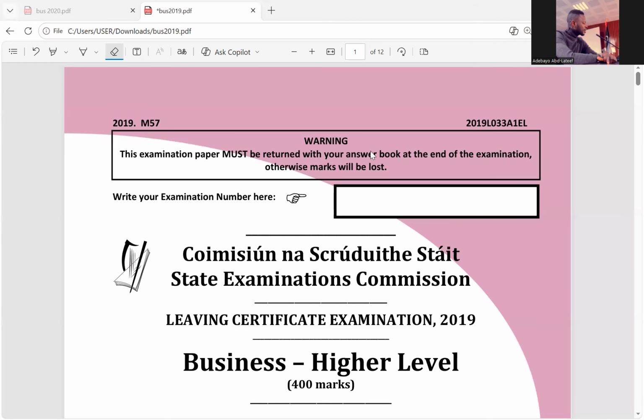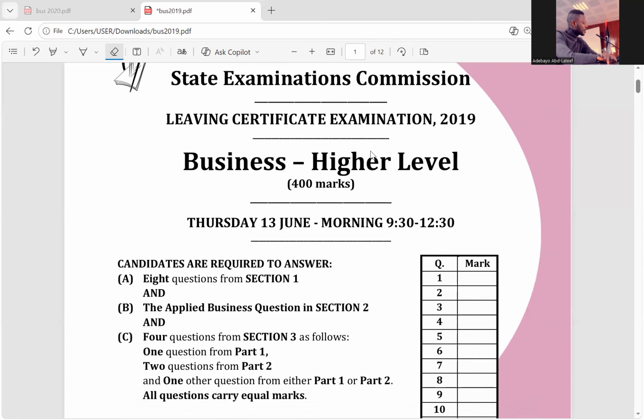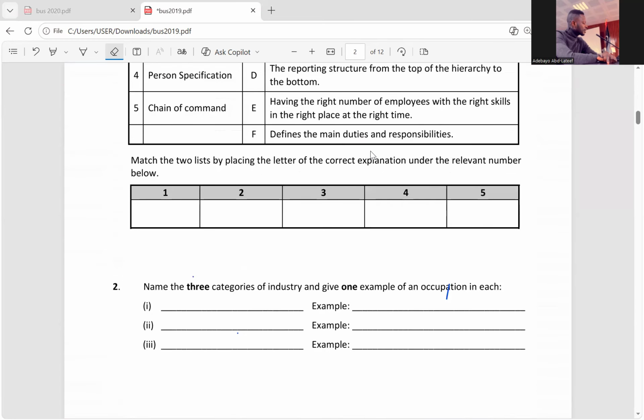So we have 2019 section 1. For section 1 in the 2019 past paper, we have question 2, question 3, and question 9. We're going to start with question 2. They said, name 3 categories of industry and give one example of an occupation in each.